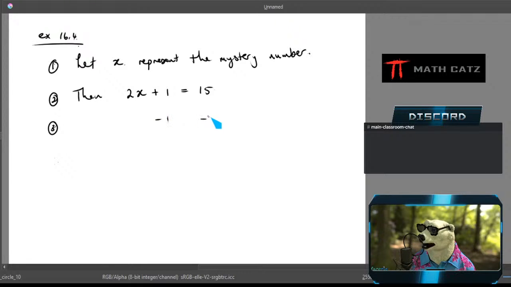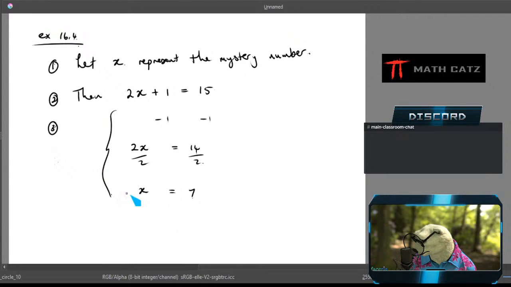So I can subtract 1 on both sides. I scribble little hints here to keep track of what I'm doing. Then I'm dividing both sides by 2. So x is equal to 7. That was all step 3. That was not a pretty bracket. I apologize. But I'm just going to leave it there.